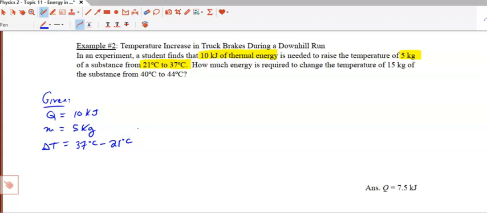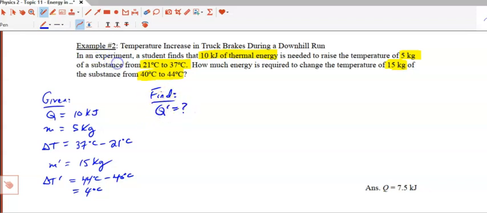Okay, and then we want to know if we had the same material disc brakes, but they were larger. They had a mass of 15 kilograms, and then they were only raised up 4 degrees, then how much energy would be required? So the new mass, I'll call it M primed, is 15 kilograms, and the change in temperature in the new scenario is going to be 44 degrees Celsius minus 40 degrees Celsius, so basically 4. Okay, so what we're looking for is the new heat that would be required.